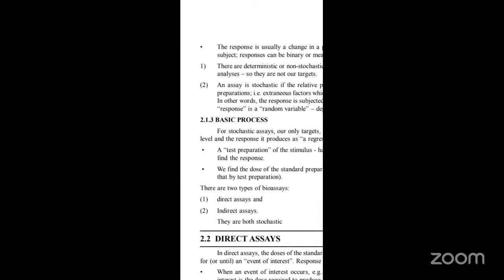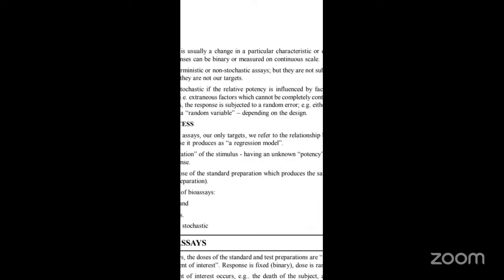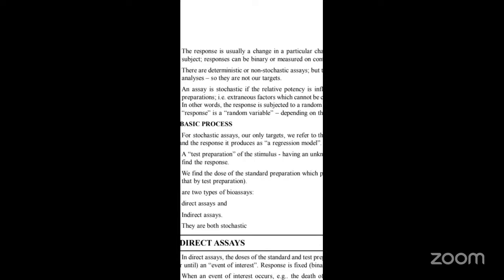An assay is stochastic if the relative potency is influenced by factors other than the preparations, that is, extraneous factors which cannot be completely controlled and explained. That means factors which happen but which we cannot see with the naked eye. So the response is subjected to a random error. Here, the dose or the response is random, depending on the design.